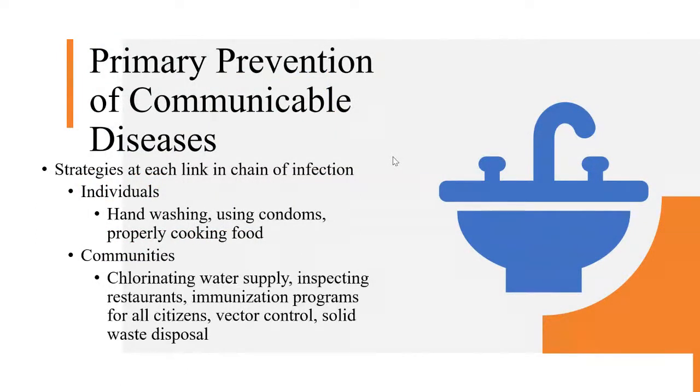So, strategies for primary prevention of communicable diseases. There are primary prevention strategies for each of those links. Remember the chain. So for individuals, it could be teaching about proper hand washing techniques, using condoms, properly cooking your food. All of those are primary prevention aimed at individuals.